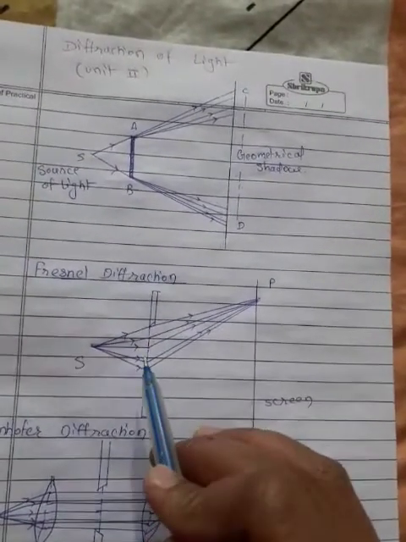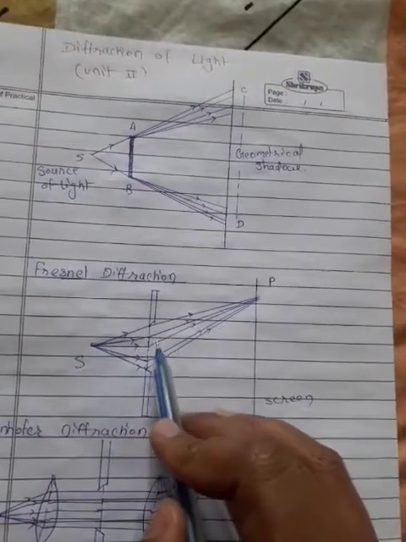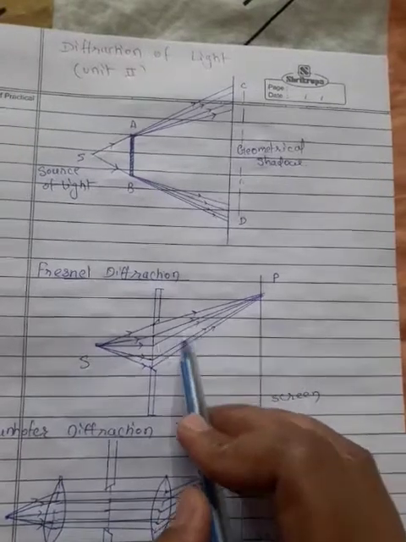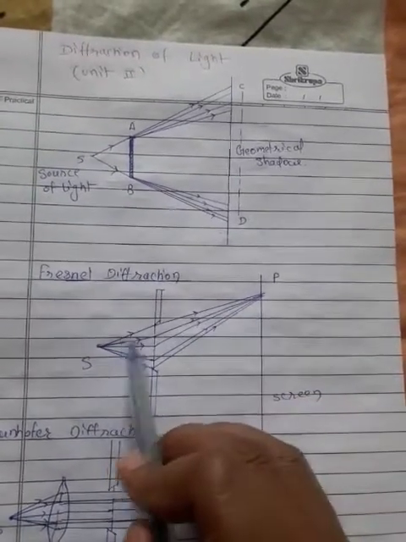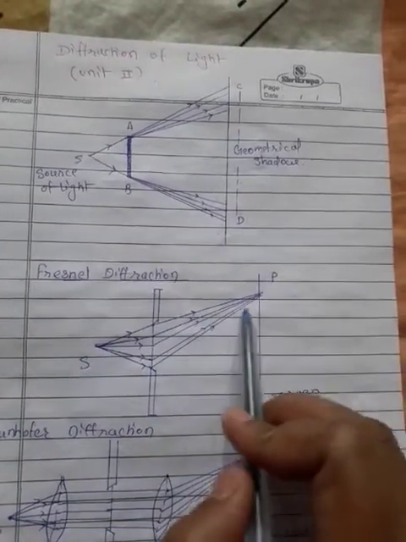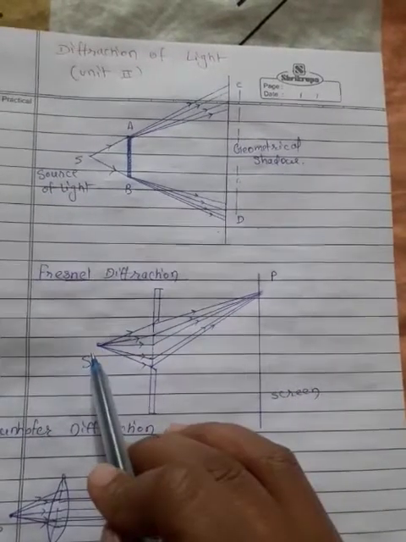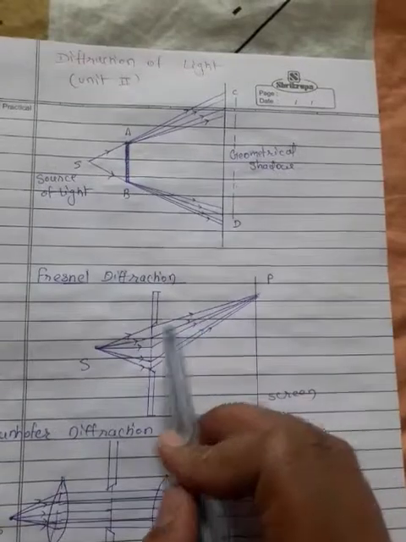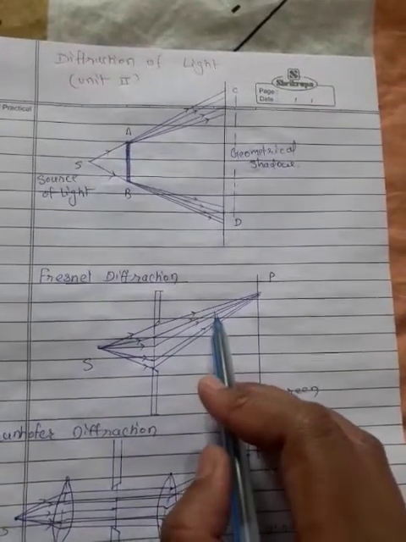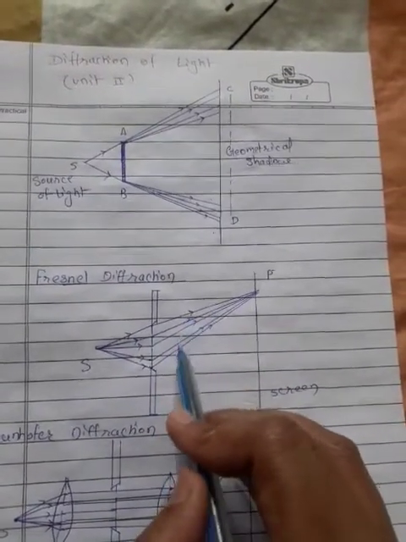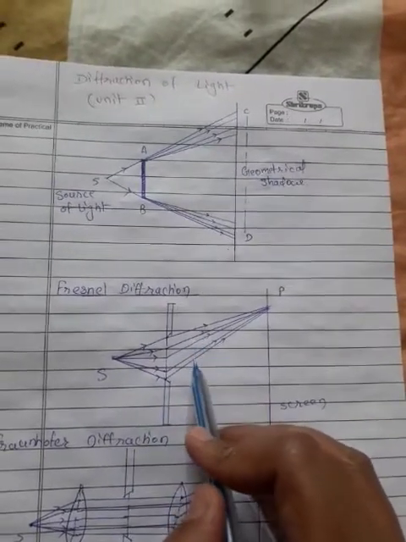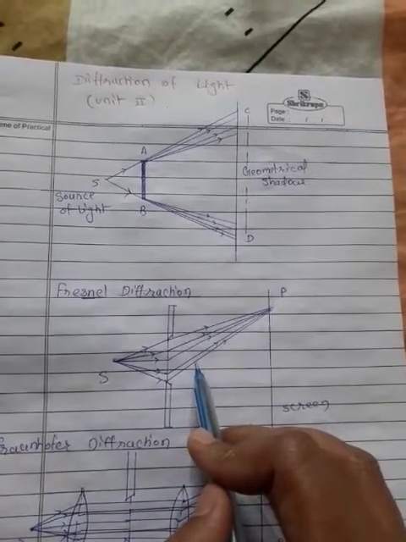To observe this Fresnel diffraction effect, no lens is required because the screen and the source are at a finite distance. Therefore there is no need for lenses or any type of mirror. Also, this Fresnel diffraction is based on the Huygens-Fresnel principle of secondary wavelets.